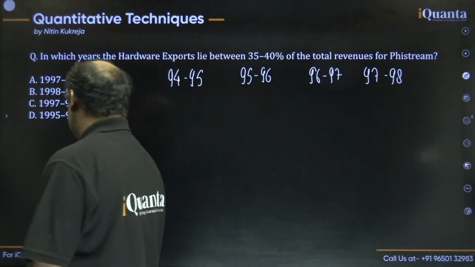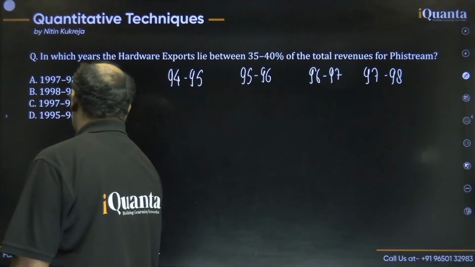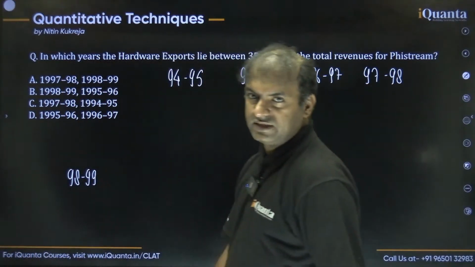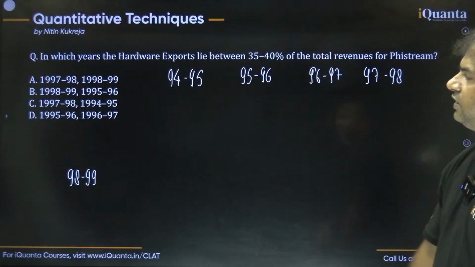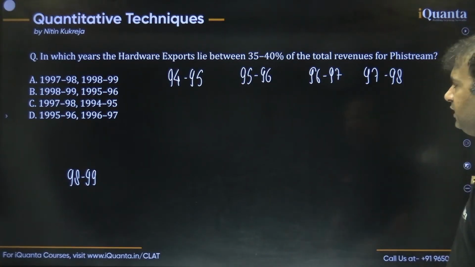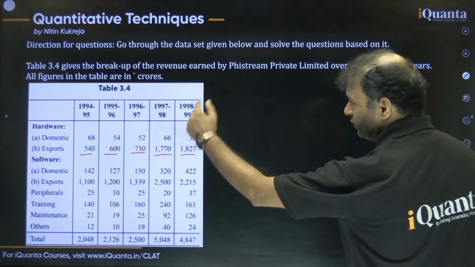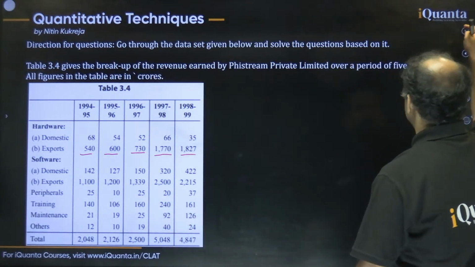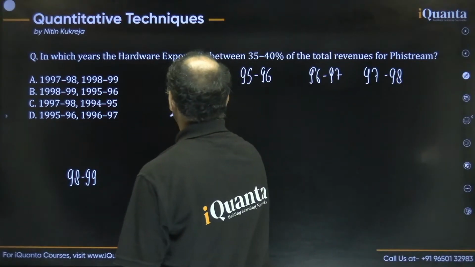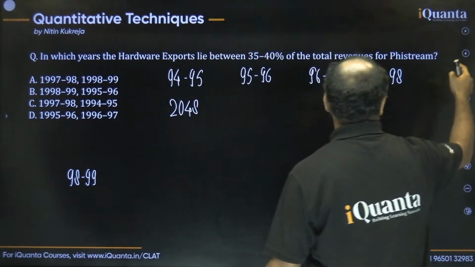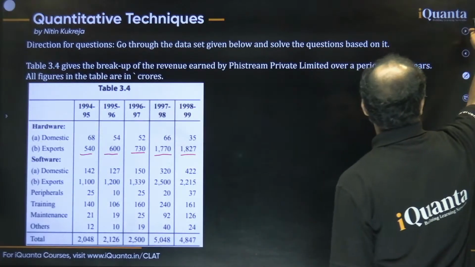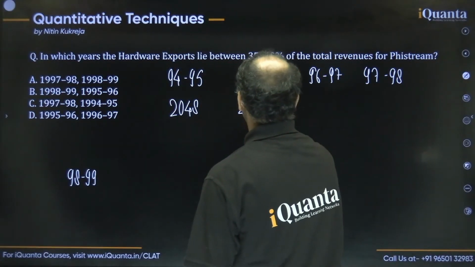So what I'm going to do, I'm just going to write the total revenue first, and then you will see whether the hardware export is in this range or not, right? So let's write the total revenue of all the years first. For 94, 95, the total revenue is 2048, right? Let's write 2048. For 95, 96, it has to be 2126, right? We can write 2126.